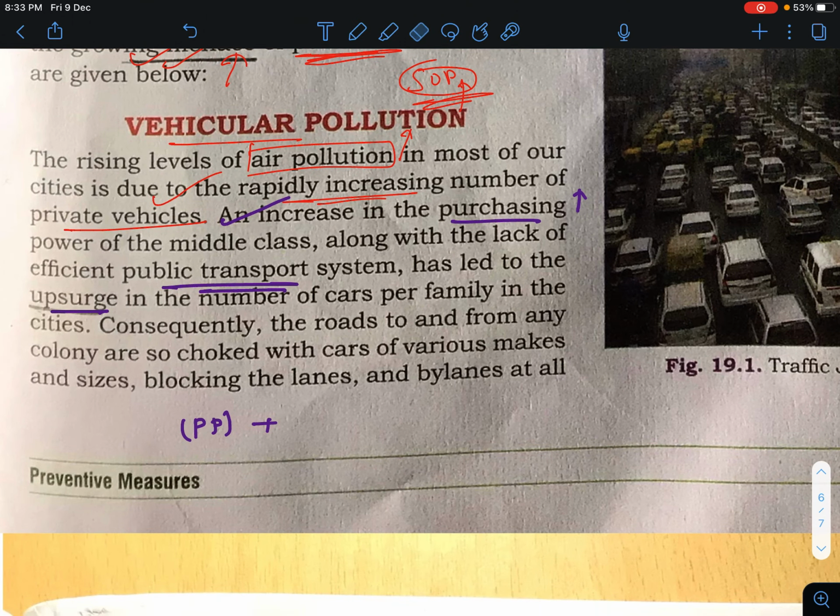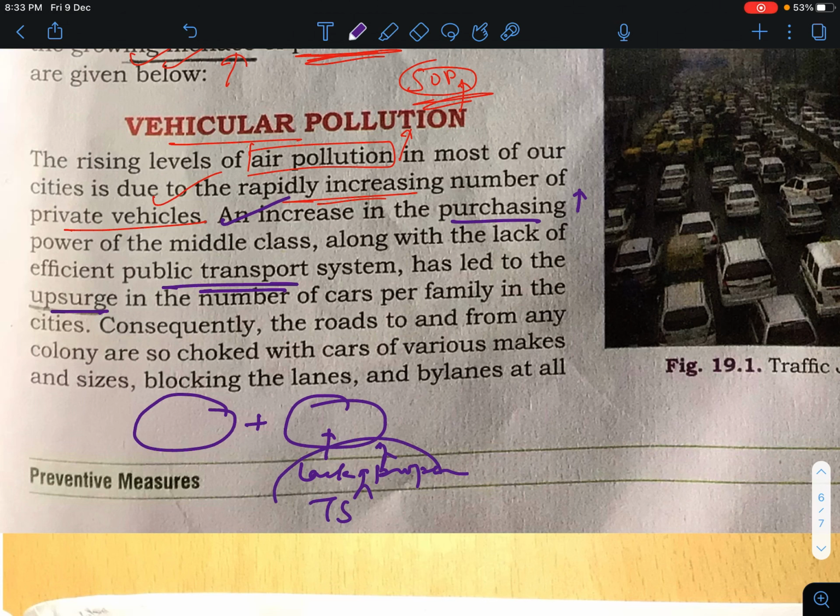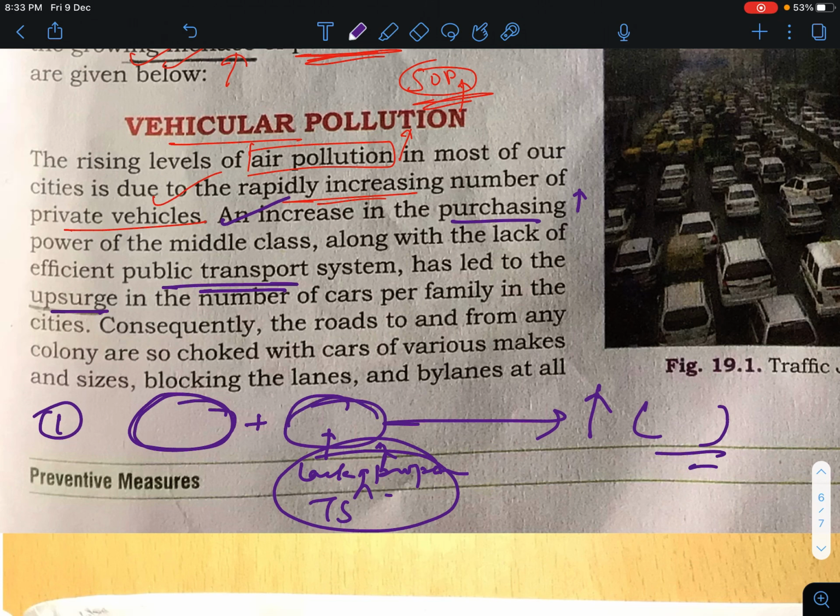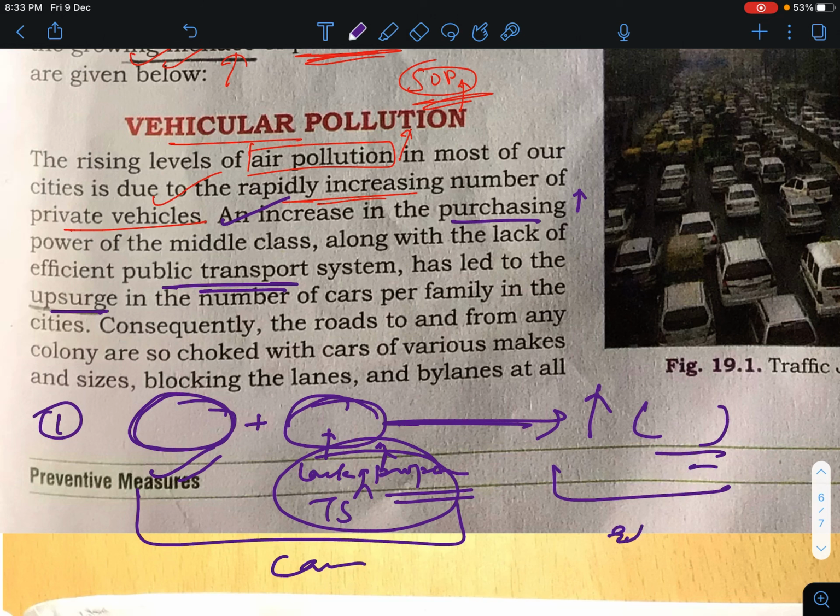Here it is saying that the first factor is the increased purchasing power of the middle class, and the second factor is the lack of an efficient, proper transport system. These two factors are going to increase the number of cars per family. This is the cause, and the increase in the number of vehicles per family is the effect.